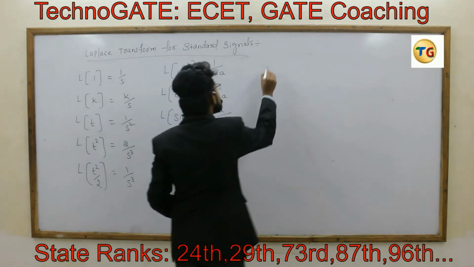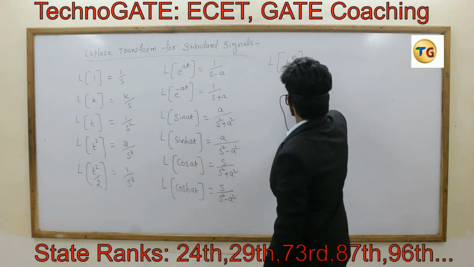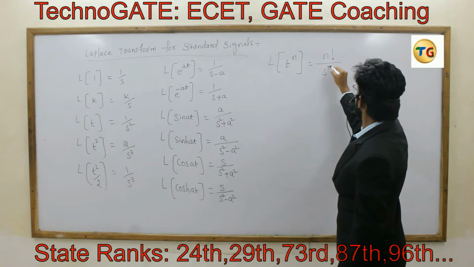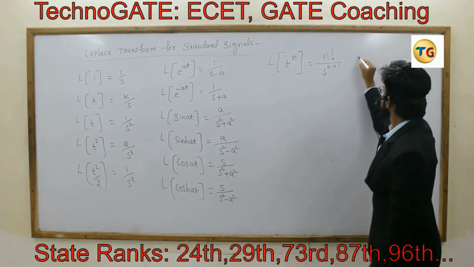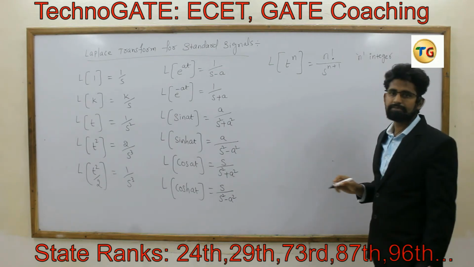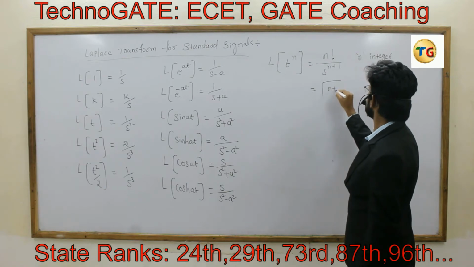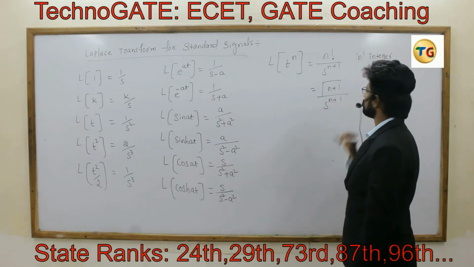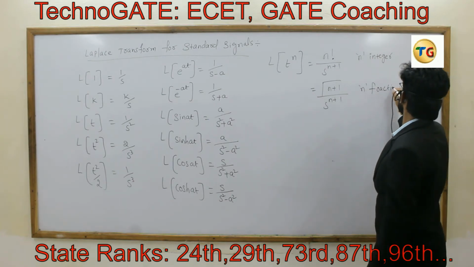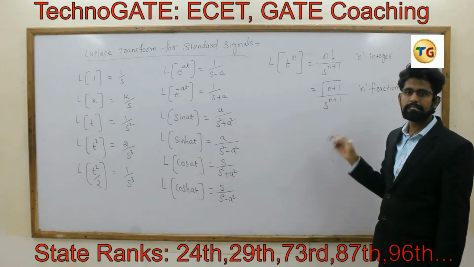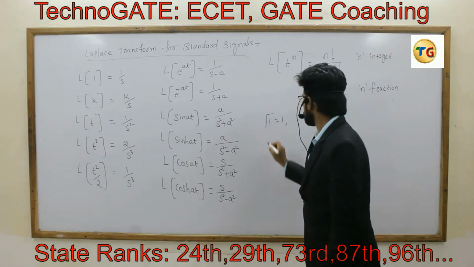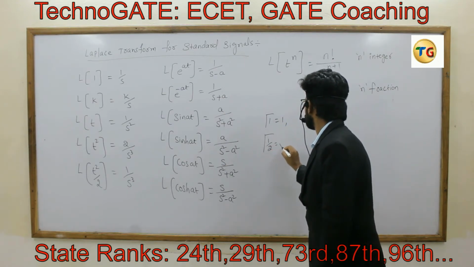Now, Laplace transform of t power n is n factorial by s power n plus 1 if n is an integer. If n is a fraction, it is gamma of n plus 1 by s power n plus 1. Now what are these gamma functions? Gamma 1 is 1. Gamma of 1 by 2 is root pi.